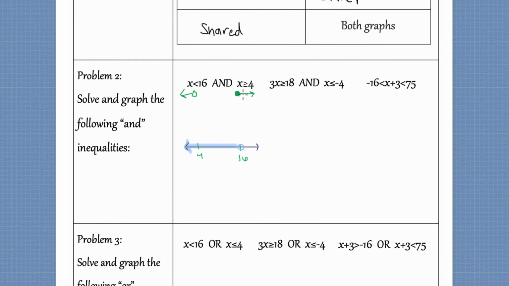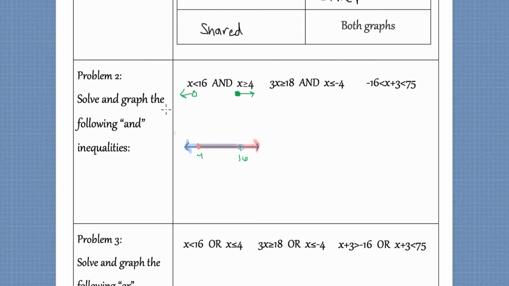Now for our 4 one, it says that we have a closed circle on 4. I'm going to draw that closed circle on 4. And it says that we need to shade everything to the right of the 4. So I'm going to come here and shade everything to the right of that portion. And I'm going to have that little arrow right there.